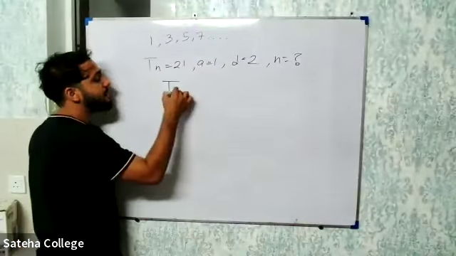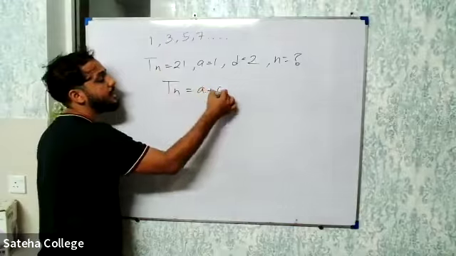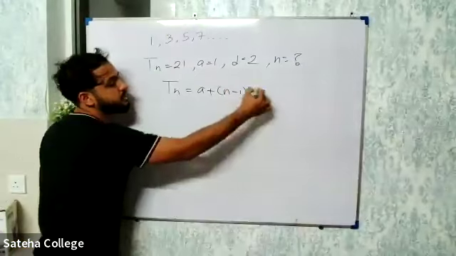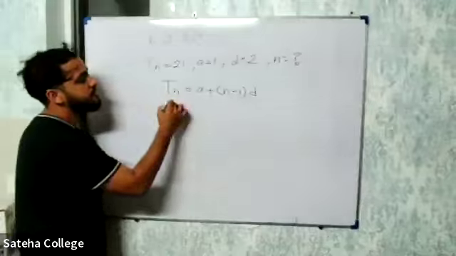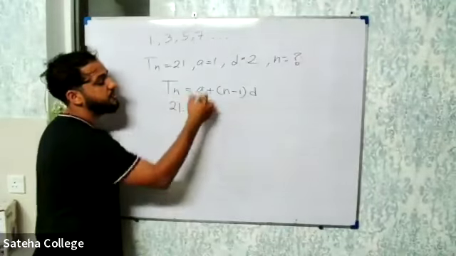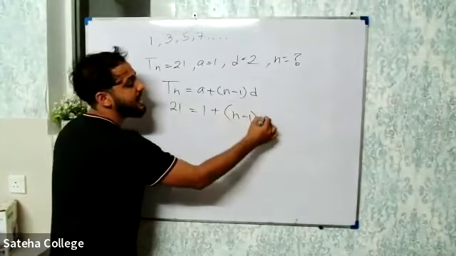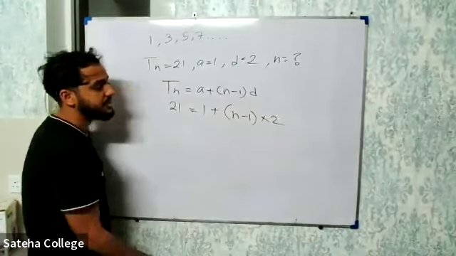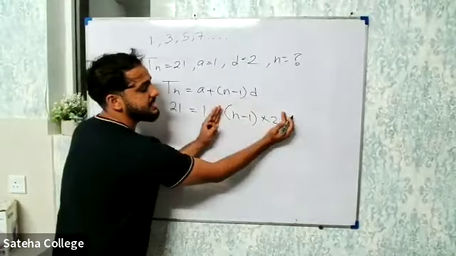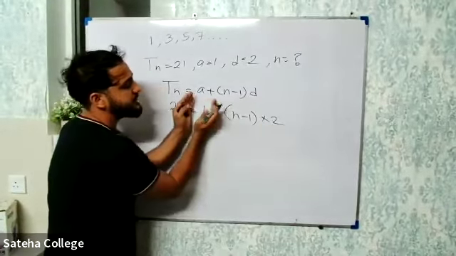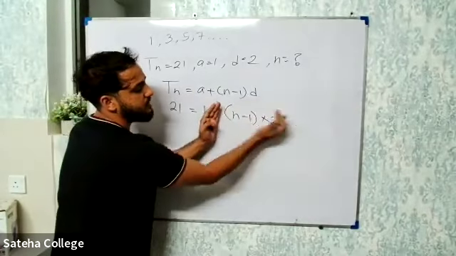Now again we can apply Tn is equal to a plus n minus 1 into d. Now we know the value of the term is 21. The first term is equal to 1. We have to find the value of n here. We know the common difference. So first of all, we have to find the value of n.